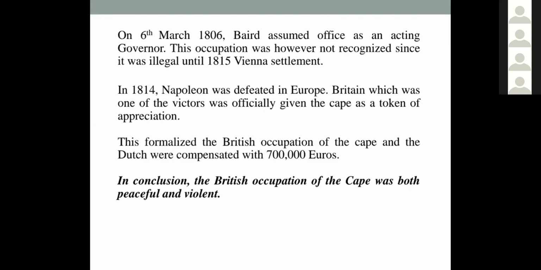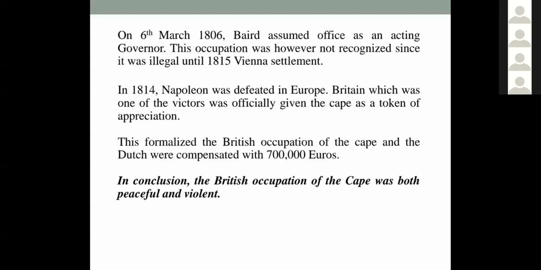So we go on and say, on 6th March 1806, Bayard assumed office as an acting governor. The occupation was, however, not recognized since it was illegal until the 1815 Vienna Settlement. Girls, we are saying that in March, we see Bayard, one of the British generals, assuming office as the new governor of the Cape. We are saying, however, this occupation of the Cape was not recognized.